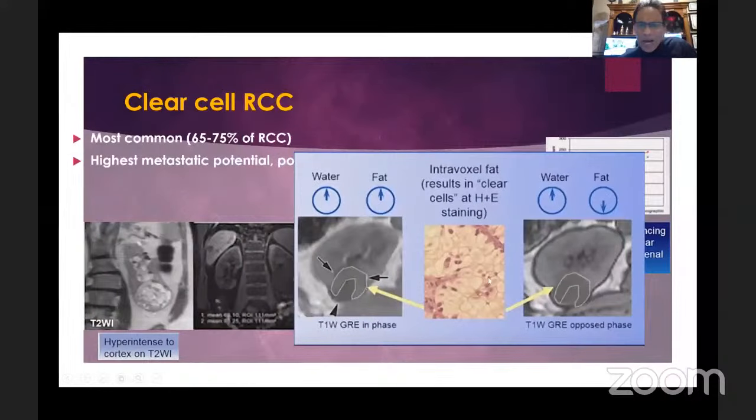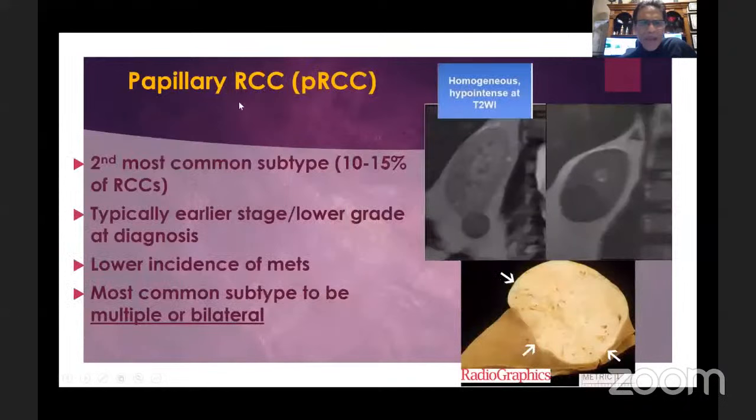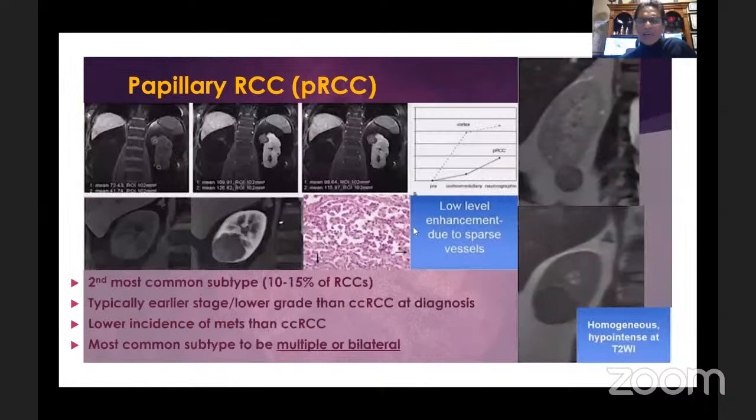It is going to show a drop in signal, as I showed you before, on out of phase imaging, which is going to be uniform due to intracytoplasmic fat, which is also pretty helpful. Whereas in papillary renal cell carcinomas, which is second most common, they tend to be very cellular. They are hypointense on T2 weighted images. These are relatively indolent lesions, so it's important to separate these out from renal cell carcinomas. These tend to be bilateral and are more common in renal failure patients.